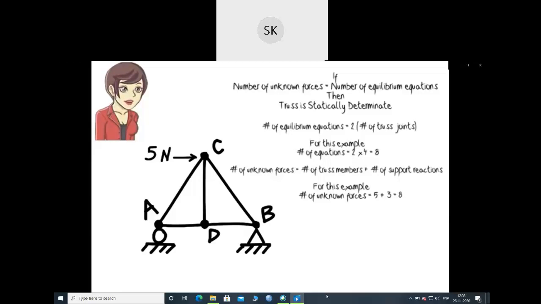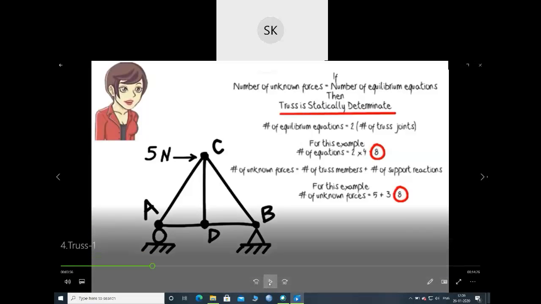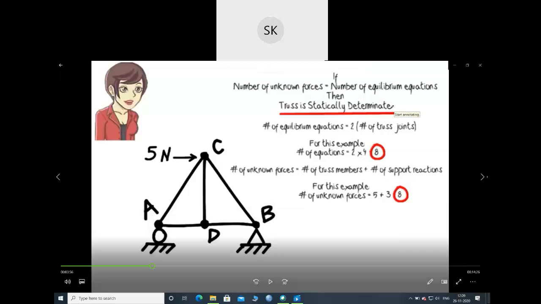Therefore, the total number of unknowns is 5 plus 3, or 8. In this case, since the number of unknowns equals the number of equations, the truss is said to be statically determinate. So, if the number of unknown forces is equal to the number of equilibrium equations, then your structure will be called statically determinate.